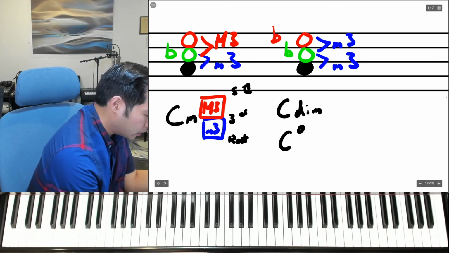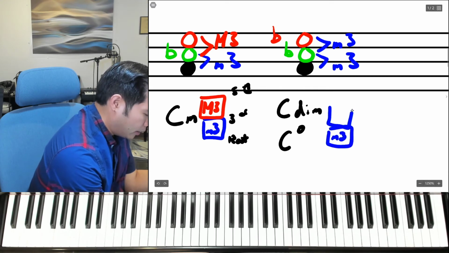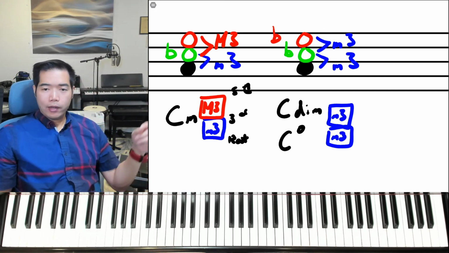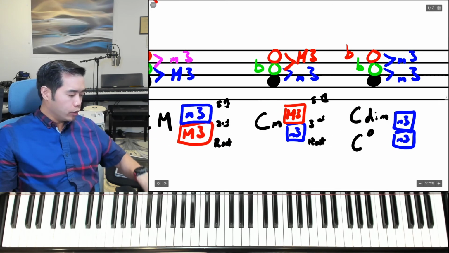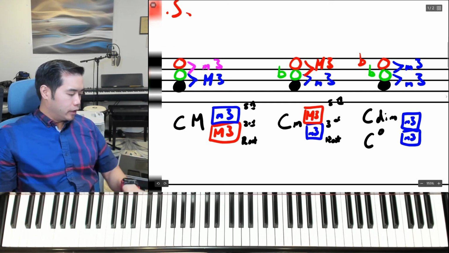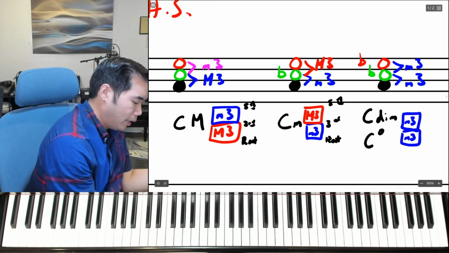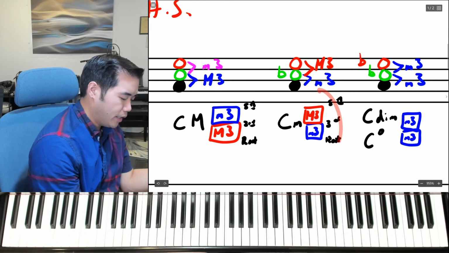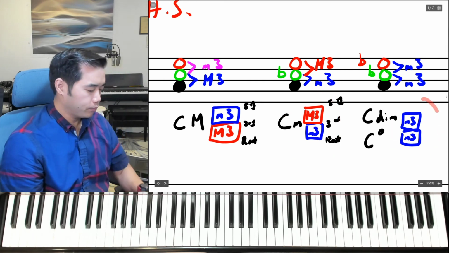And in this case, we have a minor third stacked on top of another minor third. Diminished triad. So quickly reviewing, a major triad is going to be major third, minor third. A minor triad is a minor third, major third. And a diminished triad is a minor third, minor third.